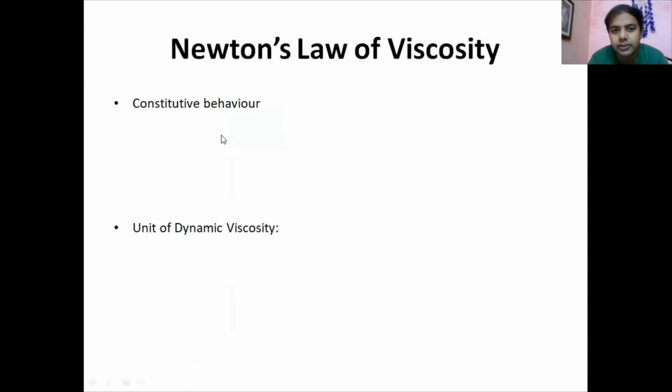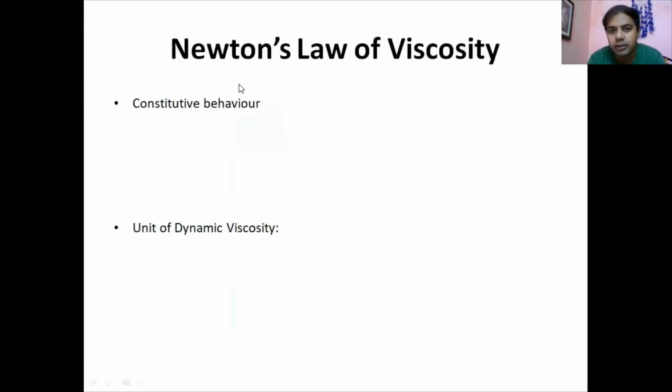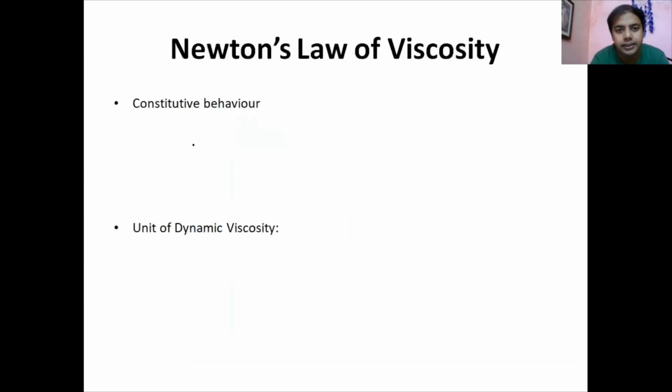So from Newton's laws of motion, in the previous topic we have already covered Newton's law of viscosity. Newton's law of viscosity is telling about the constitutive law. It is nothing but telling about the constitutive behavior of the fluid. And what is that fluid behavior? We'll see it here. It is just like Hooke's law, an analogy of Hooke's law. Hooke's law says that the stress is proportional to the strain. Here it is telling that the shear stress is proportional to the shear strain rate.